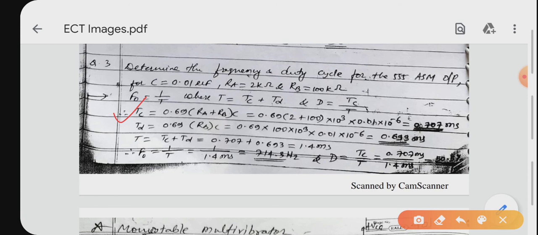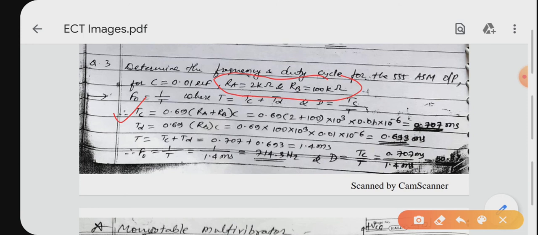As in the formula, the values of resistors are given different, Ra is not equal to Rb. Keep in mind what is given: Ra is equal to 2 kilo ohm and Rb is equal to 100 kilo ohm. For 50% duty cycle, Ra is equal to Rb, having the same value. As in the problem these two have different values, you have to consider the formulas which are not for 50%. You have to consider the formulas for 51 to 90% duty cycle.